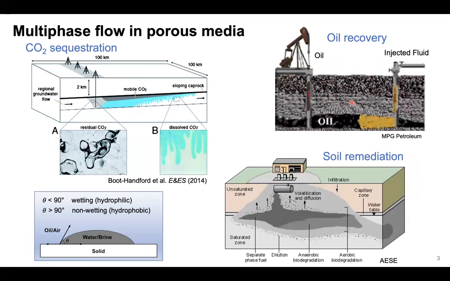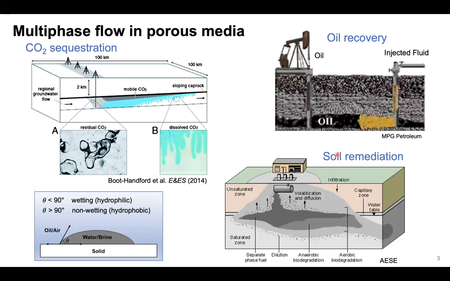Then for oil recovery, you inject seawater to displace oil from reservoir rocks. Here the complexity comes in terms of the wettability of the rock. Other examples where we find multi-phase flow problems are soil remediation, or how contamination occurs, and many other natural and industrial processes.